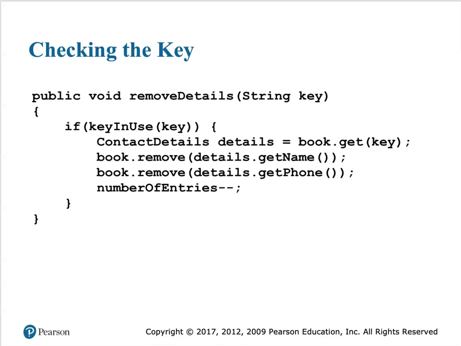So instead of just assuming that the key that comes in is going to refer to an object in the address book, we can pass that key first to the keyInUse method, which returns true if the key is available and false if it's not. And then only if the key is in use do we actually go ahead and try to issue the removes. Of course, if the key is not in use, we just drop out and there's no indication that there was a problem, right? If keyInUse is false, we skip over the if. We come to the end of the method, and as far as the client's concerned, it doesn't know that nothing happened.